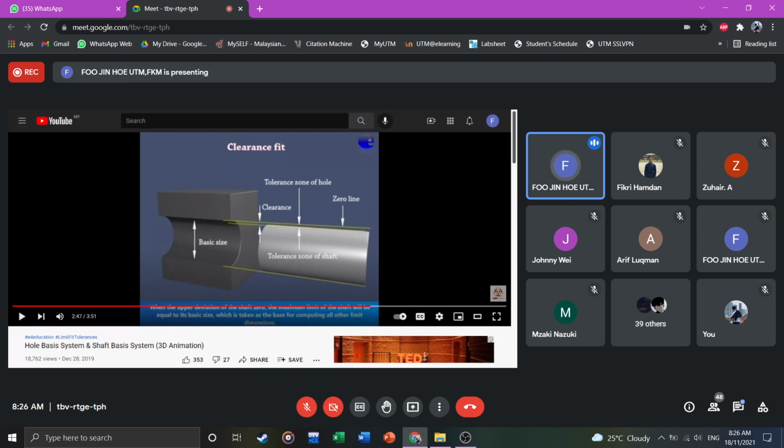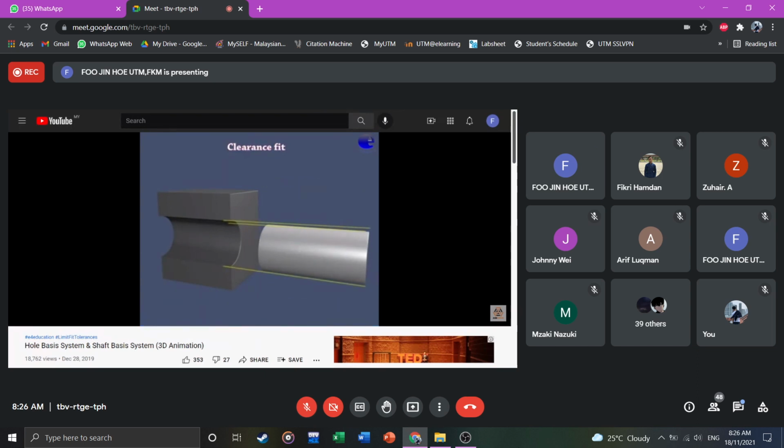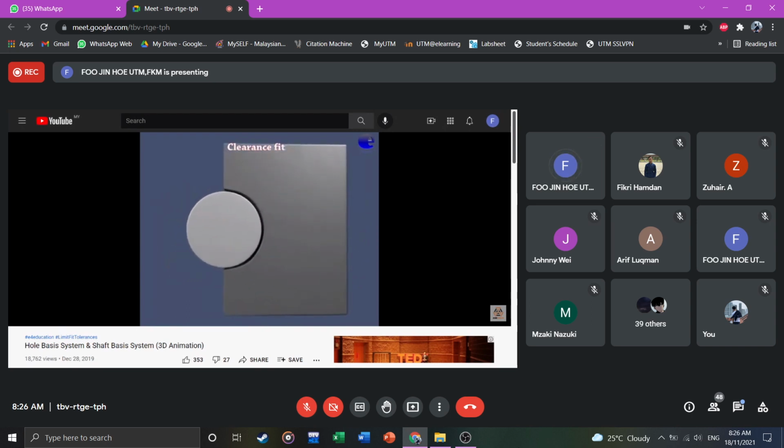All right, so we'll come back to this later on, for computing all other limit dimensions. The limit dimensions on the hole and the shaft are computed by selecting suitable clearances and tolerances on the shaft and the hole.